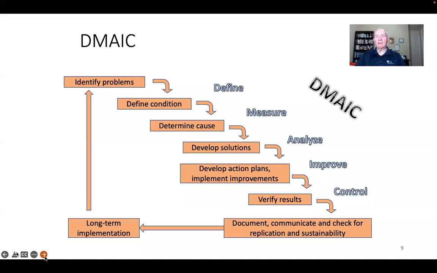So DMAIC: defining the condition, determining the cause, developing solutions, developing action plans and implementation, improvement modeling, and then verifying and supporting the results, and then doing it all over again. So the idea of DMAIC is that you go through each of these steps in some organized fashion, and that each step builds on what you got from the prior step. There's sort of a pull kind of a model.